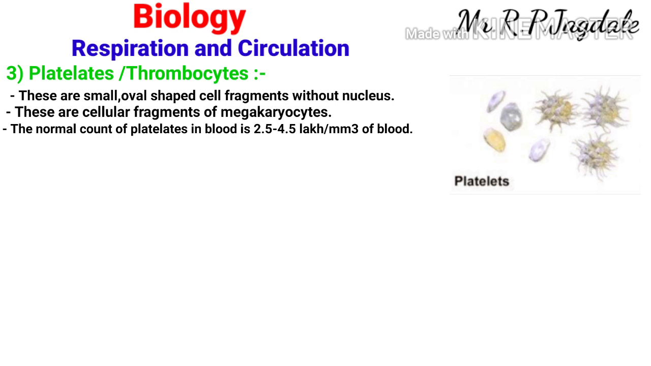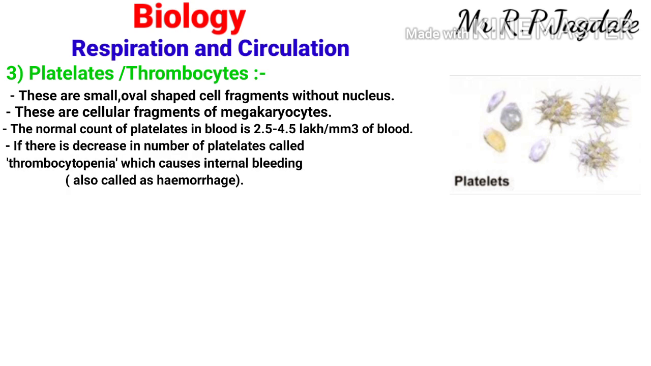If there is a decrease in the number of platelets, the condition is called thrombocytopenia. This thrombocytopenia, or decrease in the number of platelets, will cause internal bleeding, also called hemorrhage. Now it is very much important. Platelets are very important, because if there is a decrease in the number of platelets, then internal bleeding or hemorrhage takes place in the body.